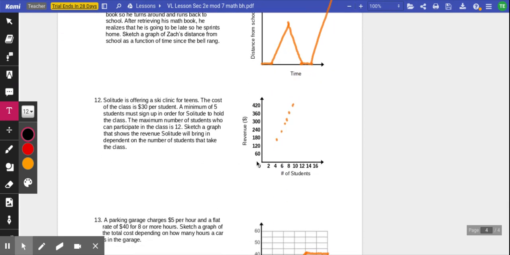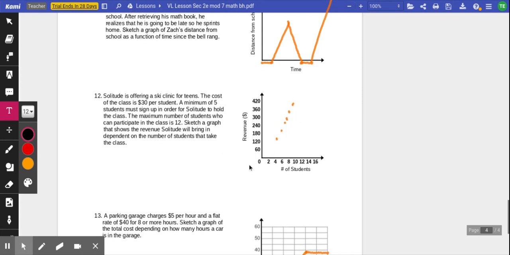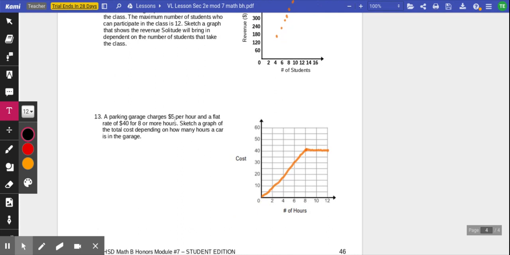Number 12, we can't start class until there are 5 people. So at 150, we have a dot, and then we have a dot increasing at this constant rate, but just per person. So it can't be connected because we can't have half of a person. And on 13, $5 per hour with a flat rate of $40 for 8 hours or more. So at 8 hours, we're just paying $40 no matter how much time. And before that, we have our slope.